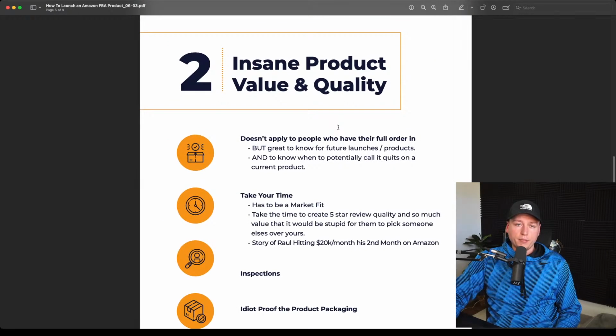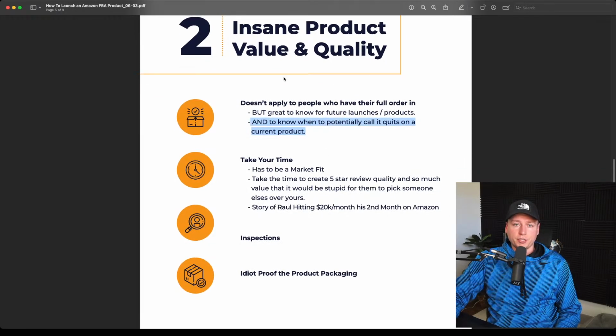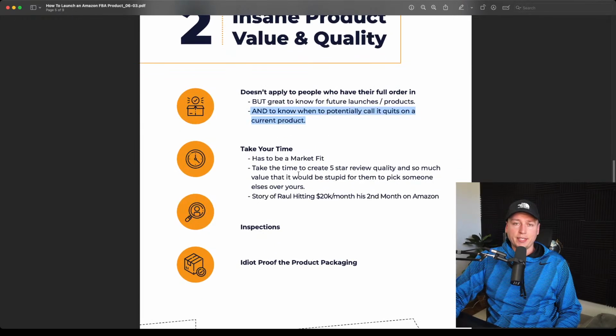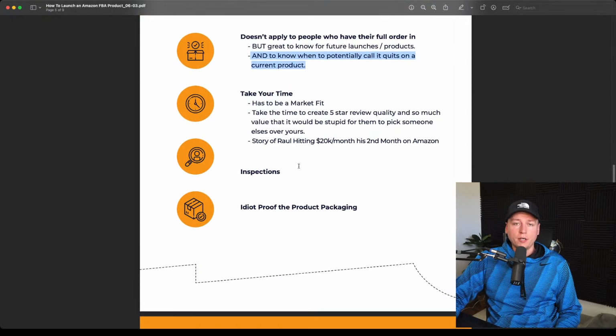Okay. Number 2 here is insane product value and quality. So this doesn't really apply to people who have their full order in already, but this is great to know for your future launches and products, and something you just need to know, and to know when to potentially call it quits on your first product too. So essentially, you need to have these things, and if you don't and you're just throwing money at the wind, maybe it's time to back off.